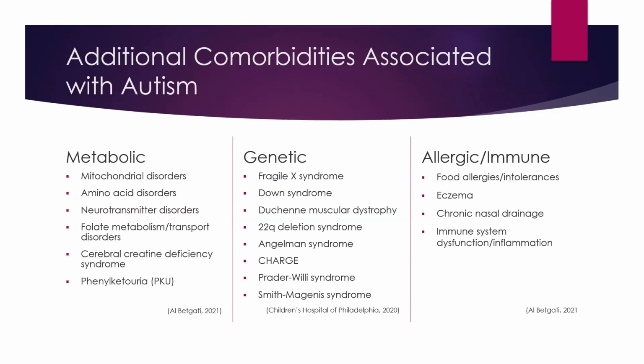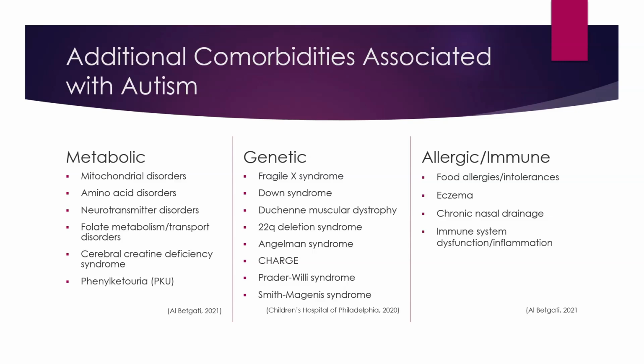Additional comorbidities associated with autism include, in the metabolic category, mitochondrial disorders, amino acid disorders, neurotransmitter disorders, folate metabolism and folate transport disorders, cerebral creatine deficiency syndrome, and phenylketonuria, also known as PKU.